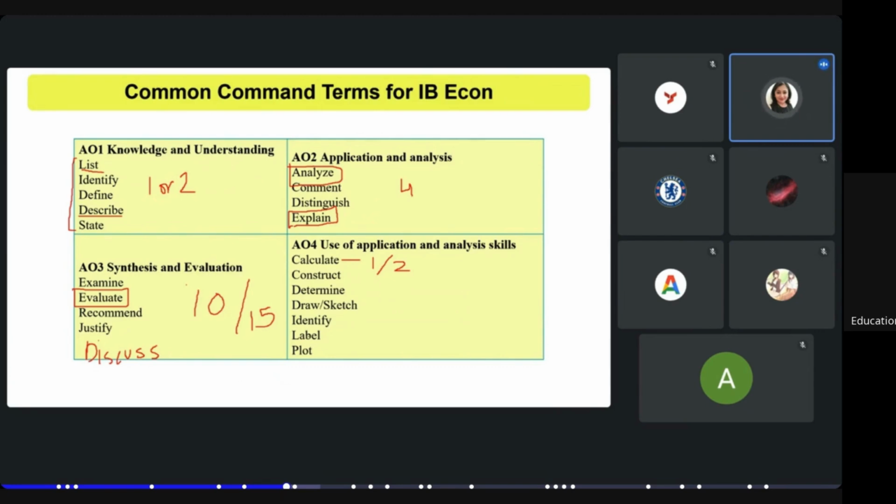For HL students, paper 3 is literally AO4. They've given you the graph, they ask you to label it. Label the price after the tariff. For all students, when you're doing paper 2, you have command terms given, construct an ADAS graph to show blah, blah, blah. So AO4, everything is built into the questions. So you need to understand what the question is asking you to do.